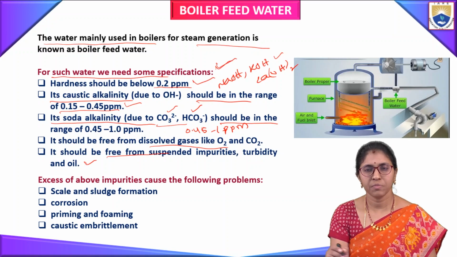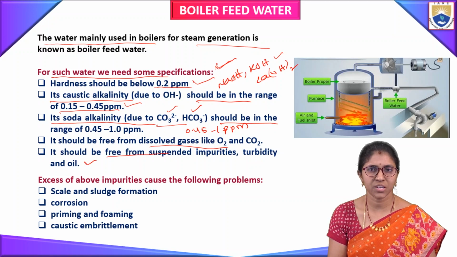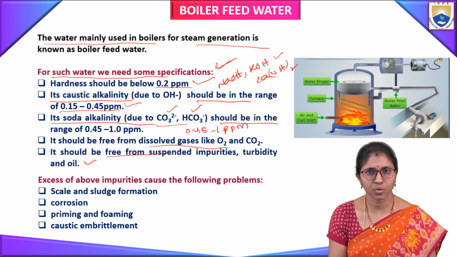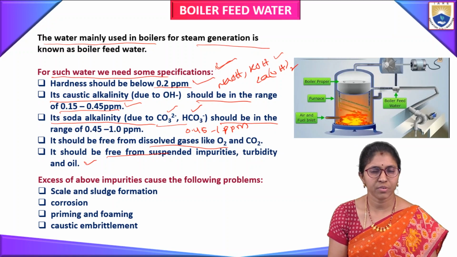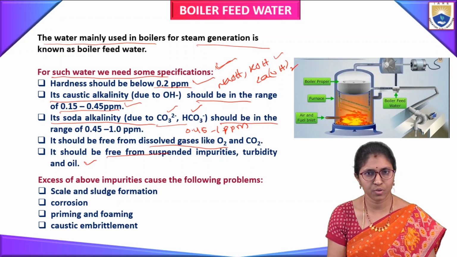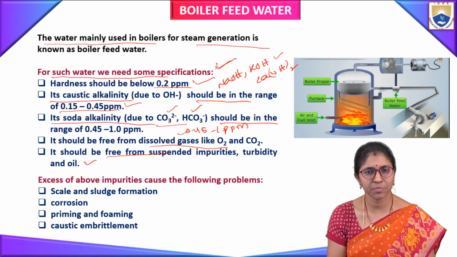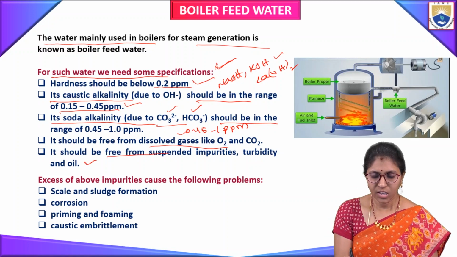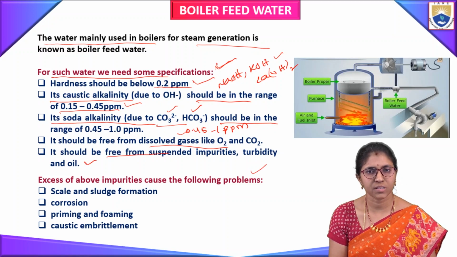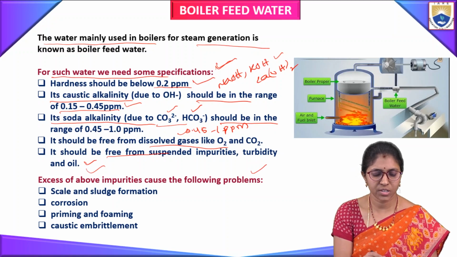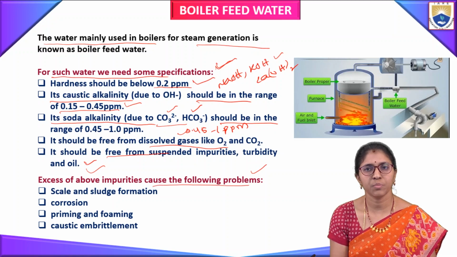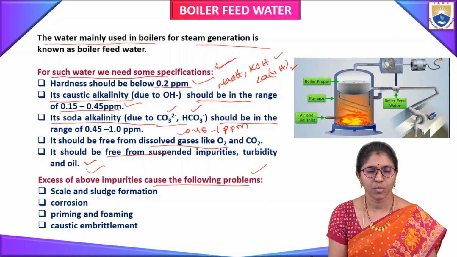So the boiler feed water has some specifications. The hardness should be below 0.2 ppm. Its caustic alkalinity should be in the range of 0.15 to 0.45 ppm. The soda alkalinity should be in the range of 0.45 to 1 ppm. And it should be free from dissolved gases, suspended impurities, turbidity and oil. If there is an excess of these impurities, this will cause some problems in the boilers.